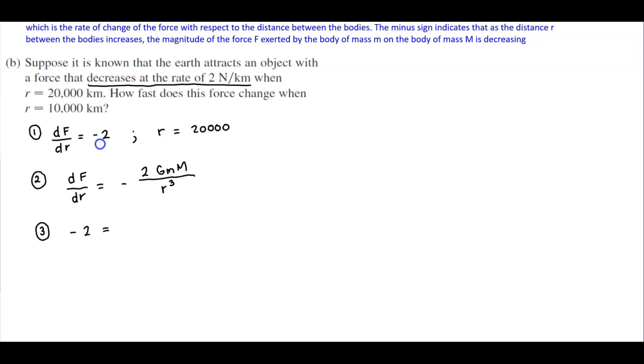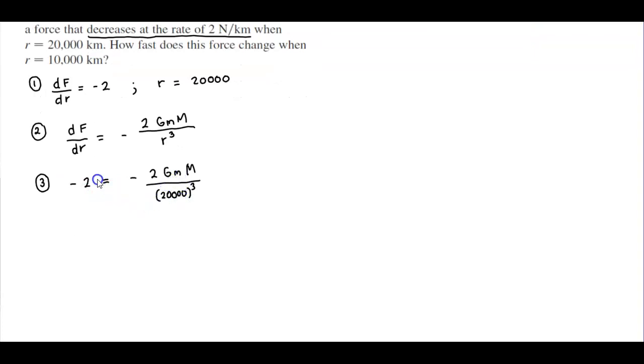So we have negative 2, and that's equal to negative 2 times G m capital M over 20,000 cubed. Okay, so we're going to multiply both sides by 20,000 cubed. So that means we have negative 2 times 20,000 cubed, which is equal to negative 2 times G m capital M. And then if we divide both sides by negative 2, therefore we have 20,000 cubed is equal to G lowercase m capital M. So now we know what G m capital M is equal to. It's equal to 20,000 cubed.